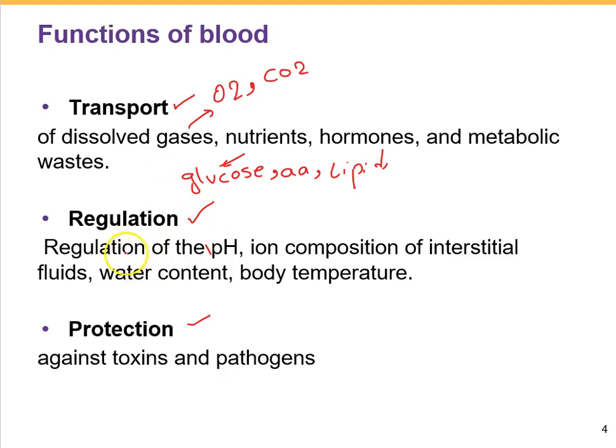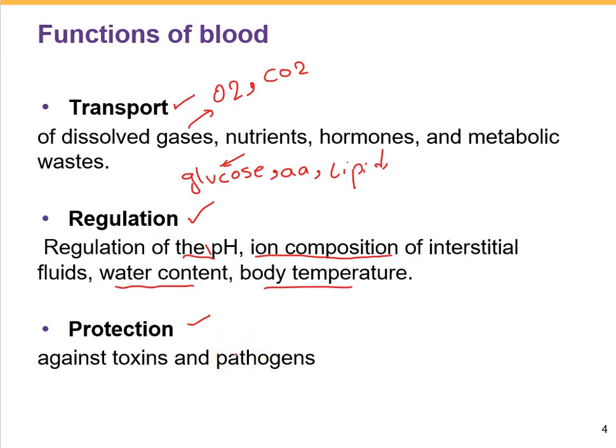So please make sure the blood can maintain homeostasis, or a stable internal environment, which is necessary for the body's proper functioning, like regulating the pH level, the ion composition of interstitial fluid, the water content, and also the body temperature.